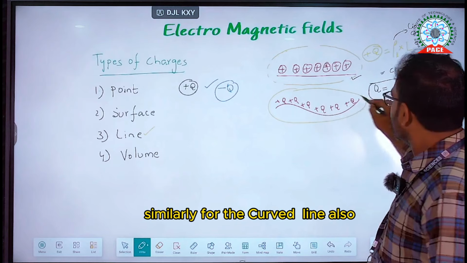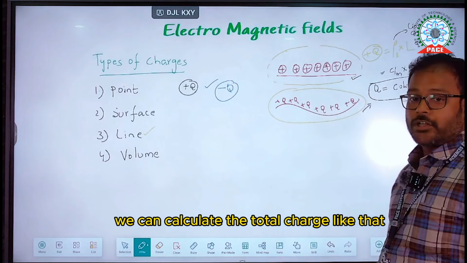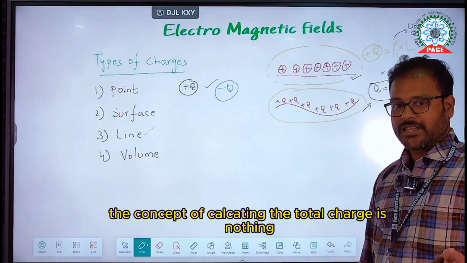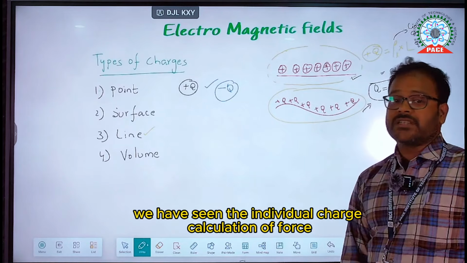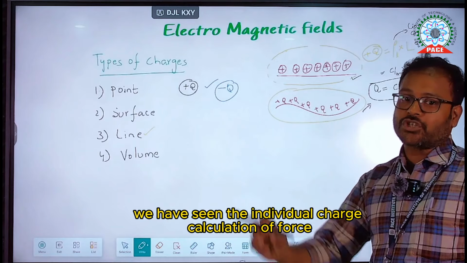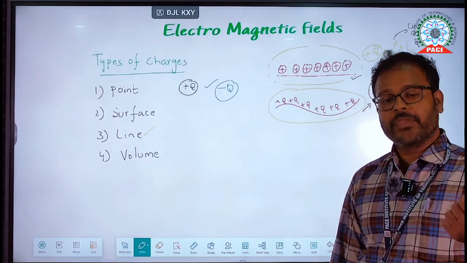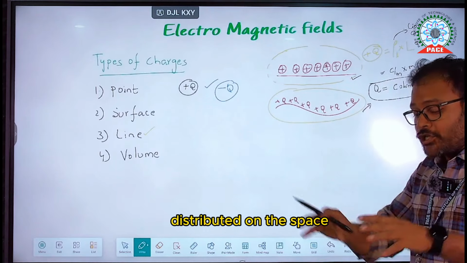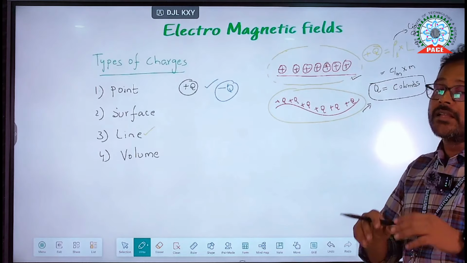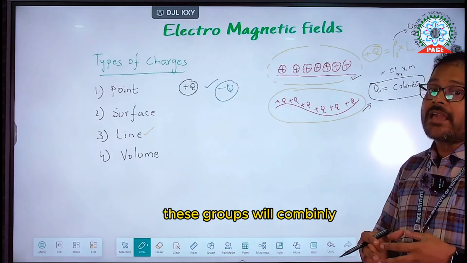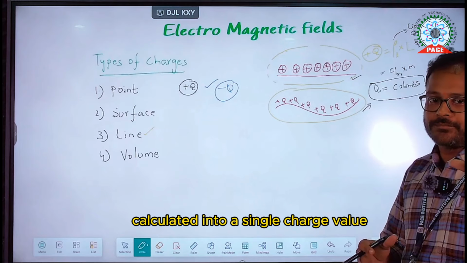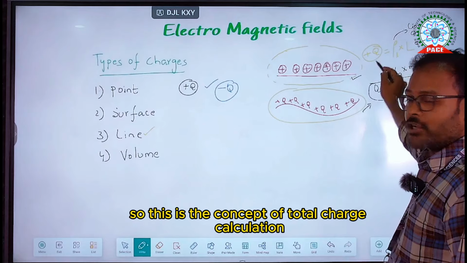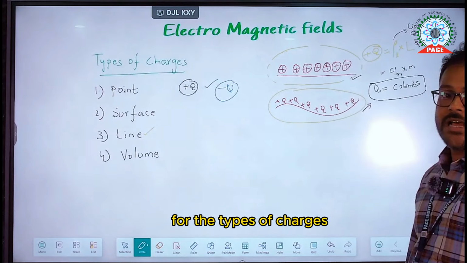Similarly, for the curved line also, we can calculate the total charge like that. The concept of calculating the total charge is this: in the previous session we have seen the individual charge calculation of force and electric field. Now, we are not having a single charge. We are having a group of charges distributed in the space. These groups will be combinedly calculated into a single charge value, that is the total charge. So this is the concept of total charge calculation for the types of charges.